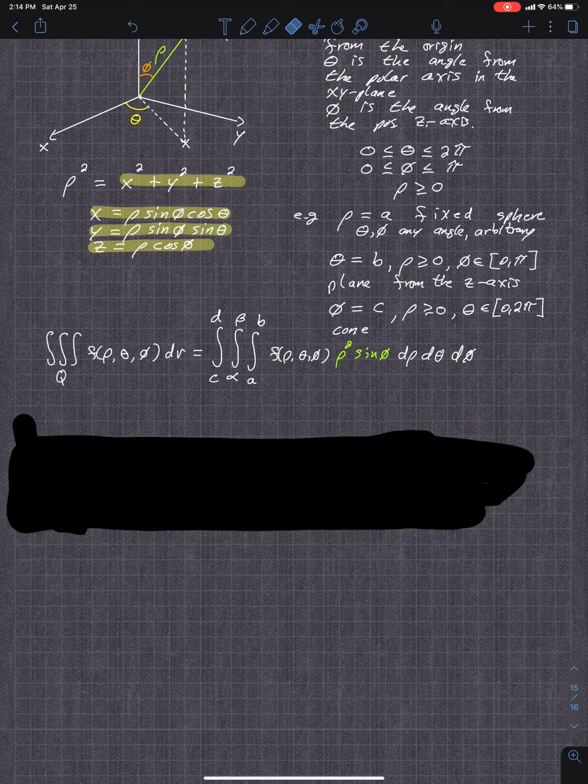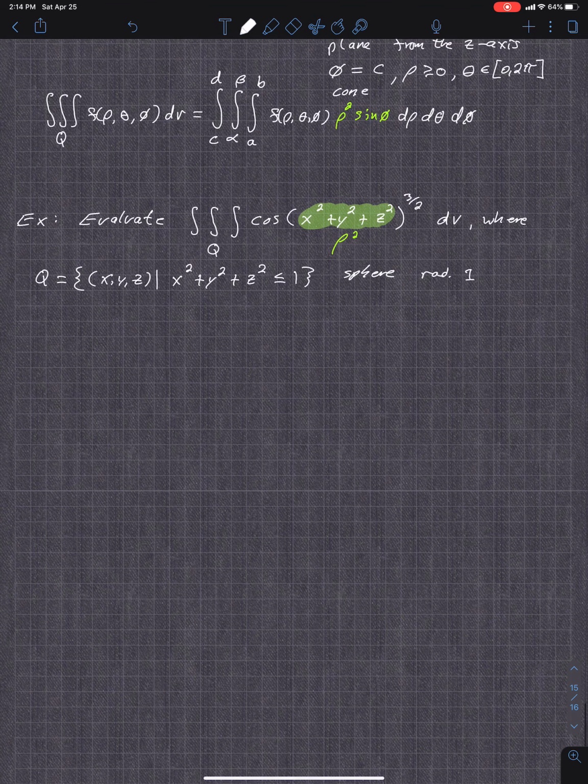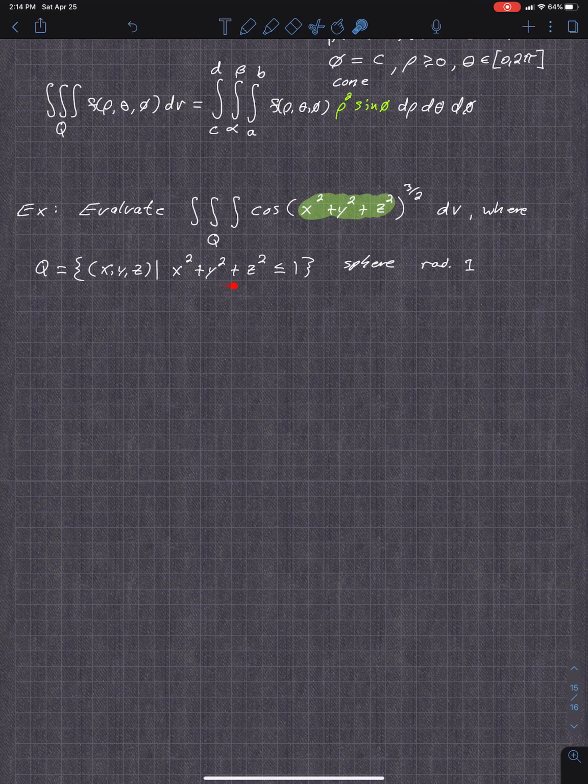Okay, so let's take a look at this. Evaluate the triple integral of cosine of (x squared plus y squared plus z squared) raised to the 3/2 dv, where the solid Q is this. So what's this solid then? Okay, yeah, that's a sphere. It's written right there. It's a sphere of radius 1. So that's your solid you're going to integrate over.